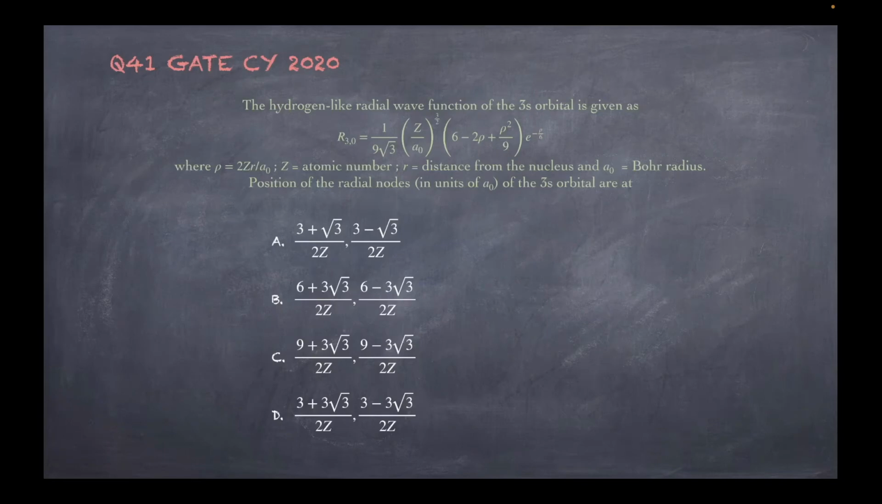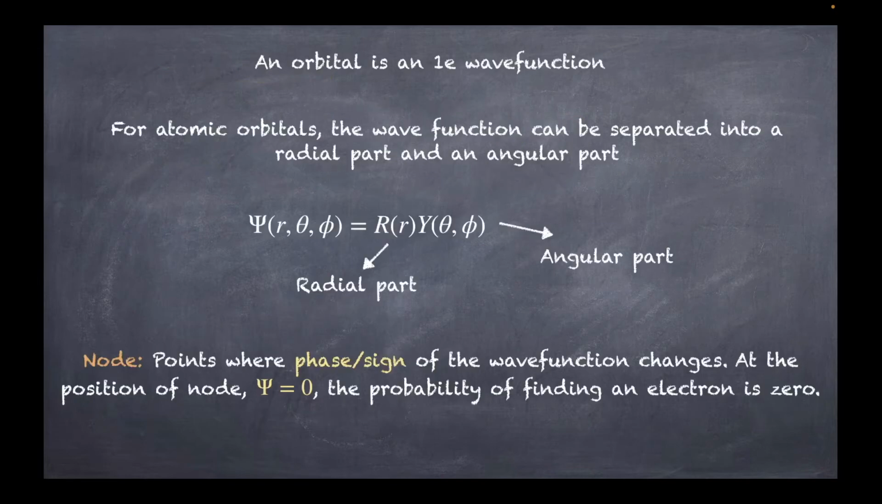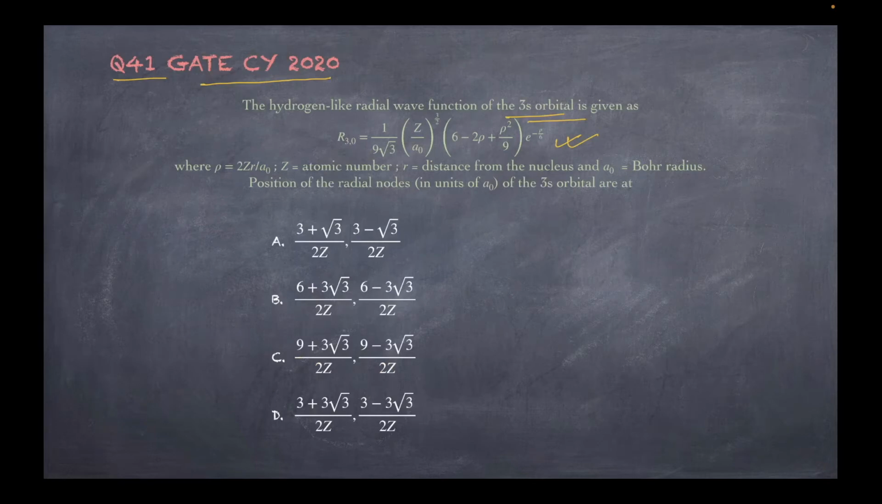In this video, we will solve question number 41 from the GATE 2020 chemistry paper. Now the question is the following. The hydrogen-like radial wave function of the 3s orbital is given here, where rho is 2Zr divided by a0, where Z is the atomic number, r is the distance from the nucleus, and a0 is the Bohr radius. Now we have to find the position of the radial node in the units of a0.